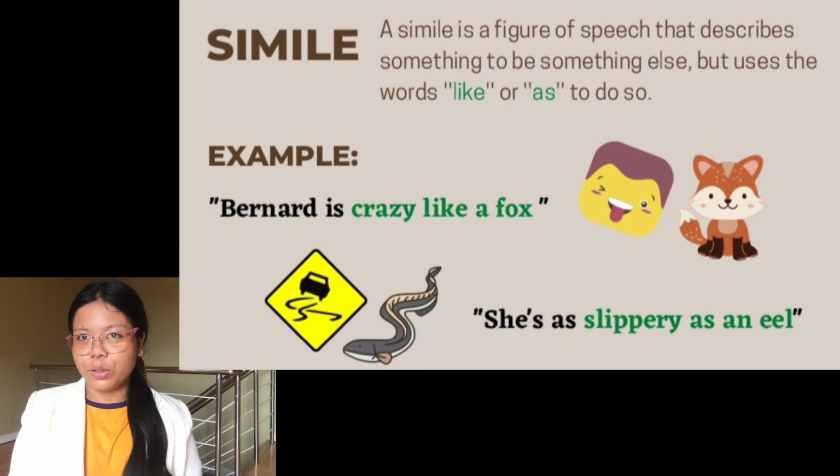So for example, she's as slippery as an eel. It compares two unlike terms which uses the word as. As plus the adjective slippery plus as plus noun eel.